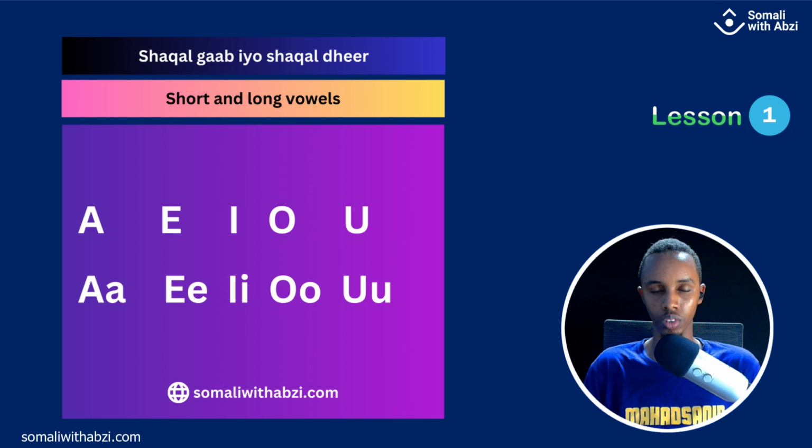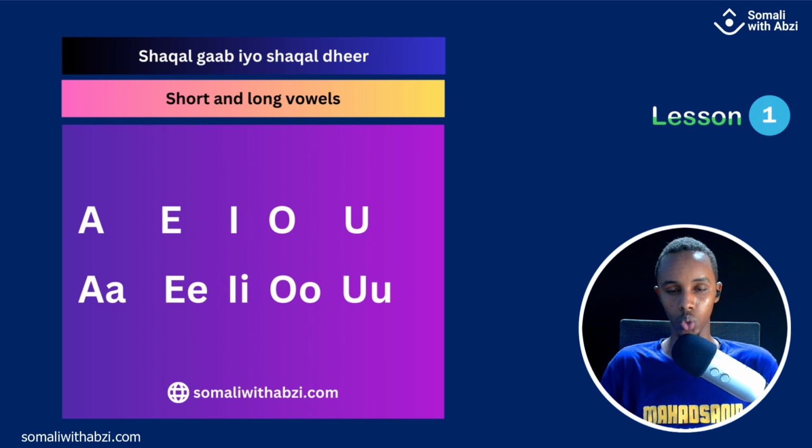Oo. And so remember, when the vowels are single, the sound is short, like A, E, I, O, U. And if the vowels are double, the sound is long. And that's why we call it shaqal dheer. For example, A, E, O, U. Alright? And this is very important to know, shaqal dheer iyo shaqal gaab, so that you make Somali sounds and words.